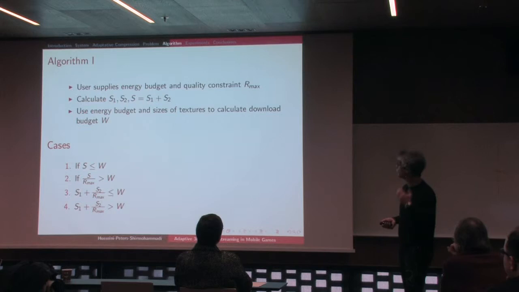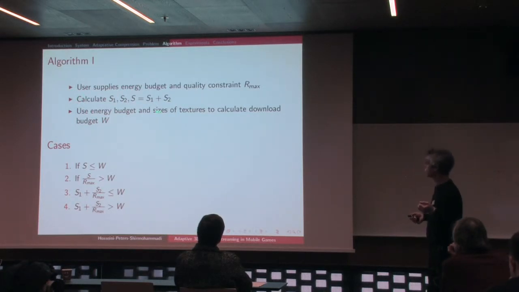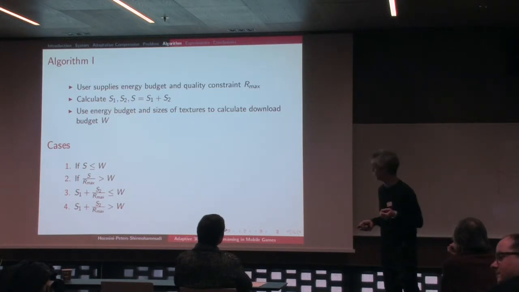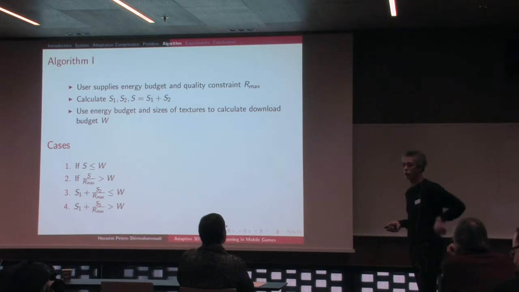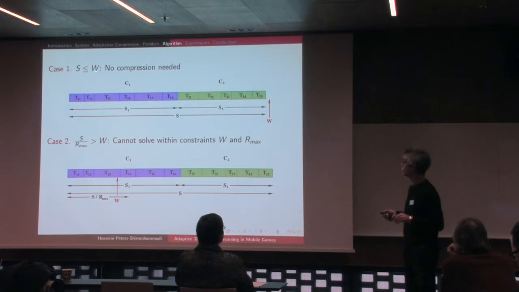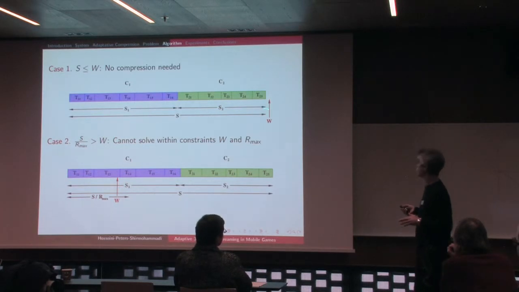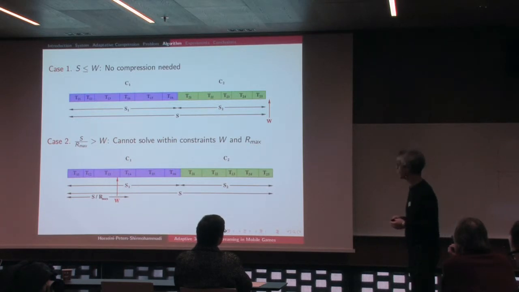Okay, so our algorithm is the user supplies an energy budget and a quality constraint. We calculate these values. We take the energy budget and the size of the textures and use that to calculate a download budget, and we're going to end up with 4 cases. I will look at these in detail, but the 4 cases depend on the relative values of these parameters. The first case is that the total size is less than the budget. So here's the budget. We just stream everything in full resolution. There's nothing to do here.